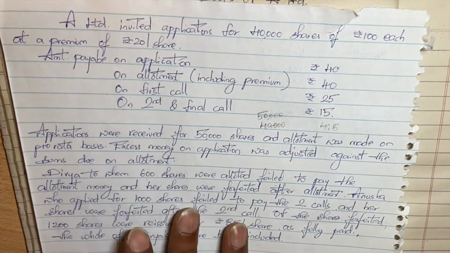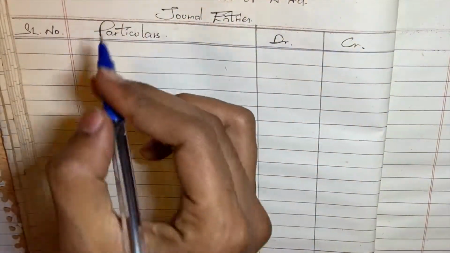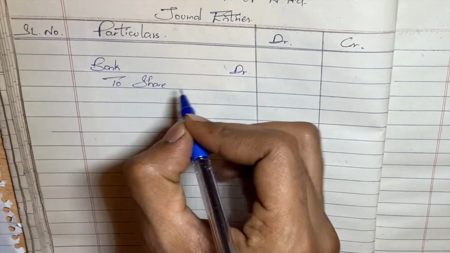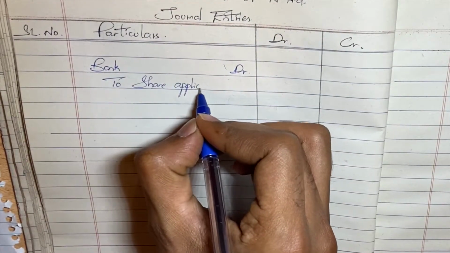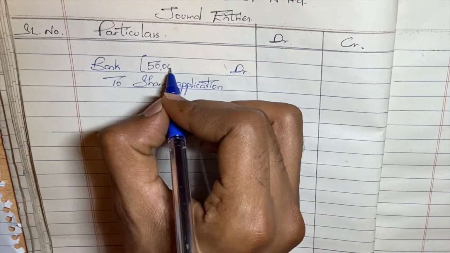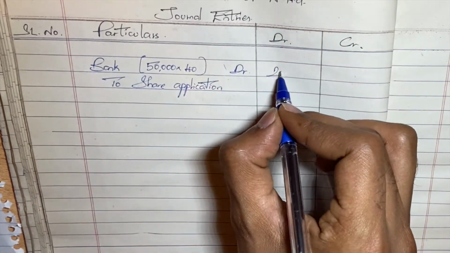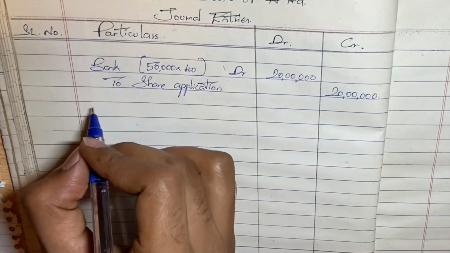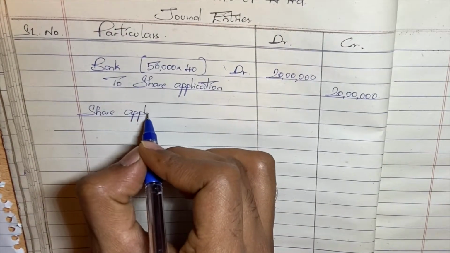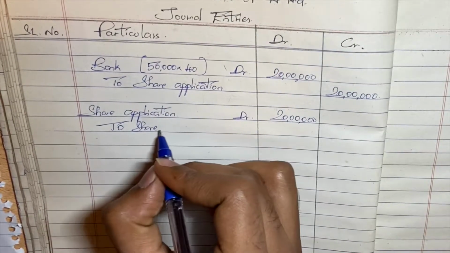Okay, so let's do the first journal entry. First is receipt of application money. For that, what we do is we debit bank, debit share application. So that is 50,000 applications at 40 each, so 20 lakhs. Now share application will be closed by transferring it to share capital account, to share capital.